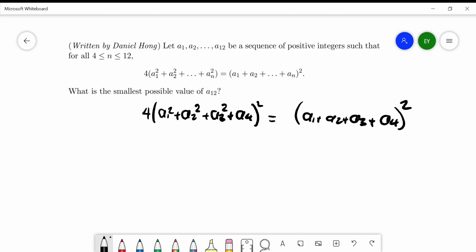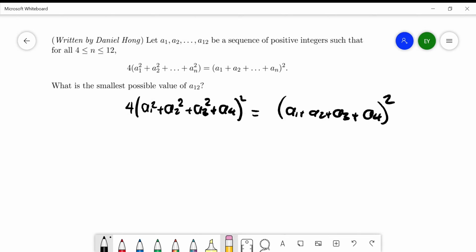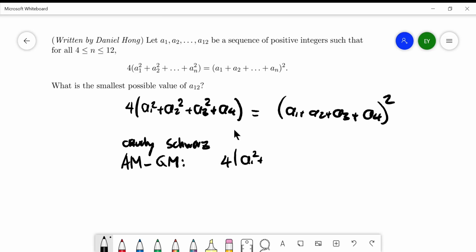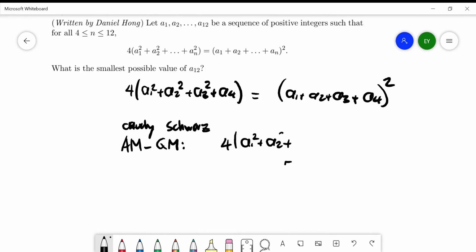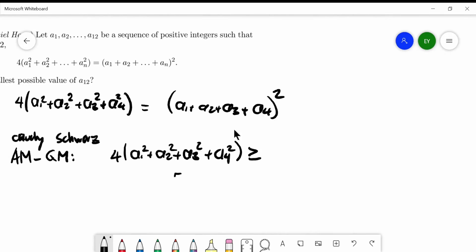We might recognize this from several sources. There should not be a square here. You might recognize this from several places, notably Cauchy-Schwarz, or just QM-AM. Either one works, and this tells you that 4 times (a1 squared plus a2 squared plus a3 squared plus a4 squared) should be larger than or equal to (a1 plus a2 plus a3 plus a4) squared.